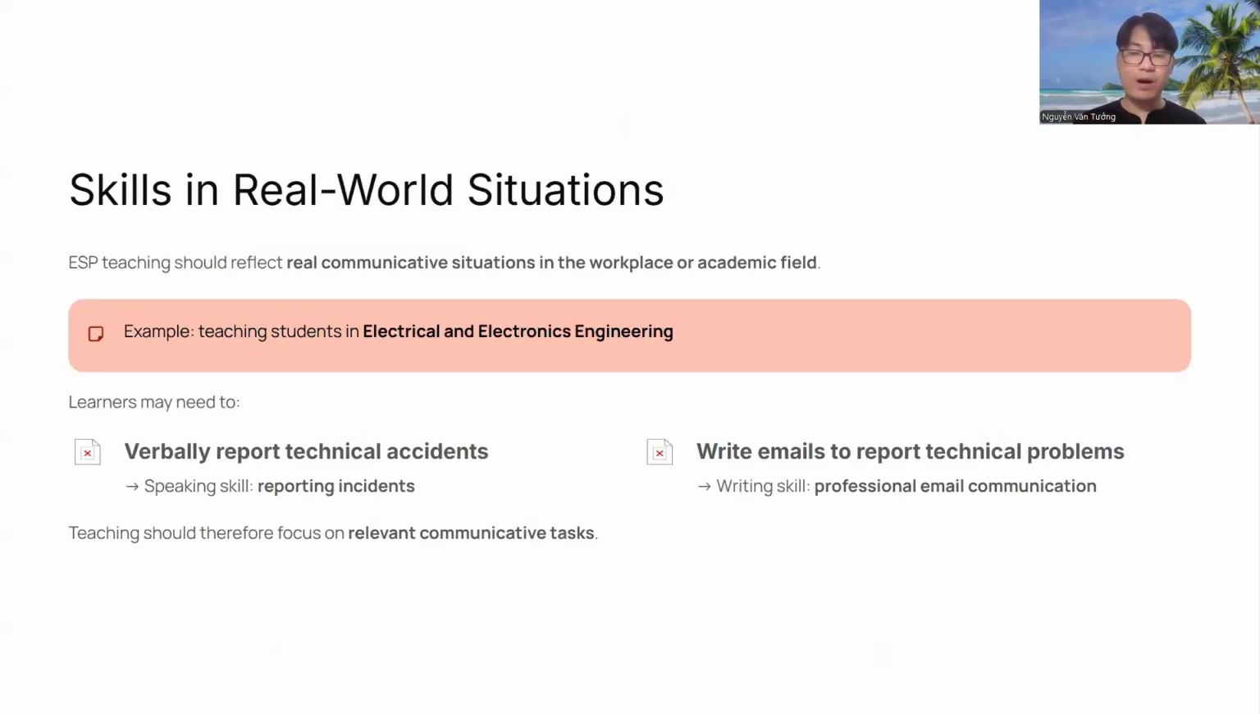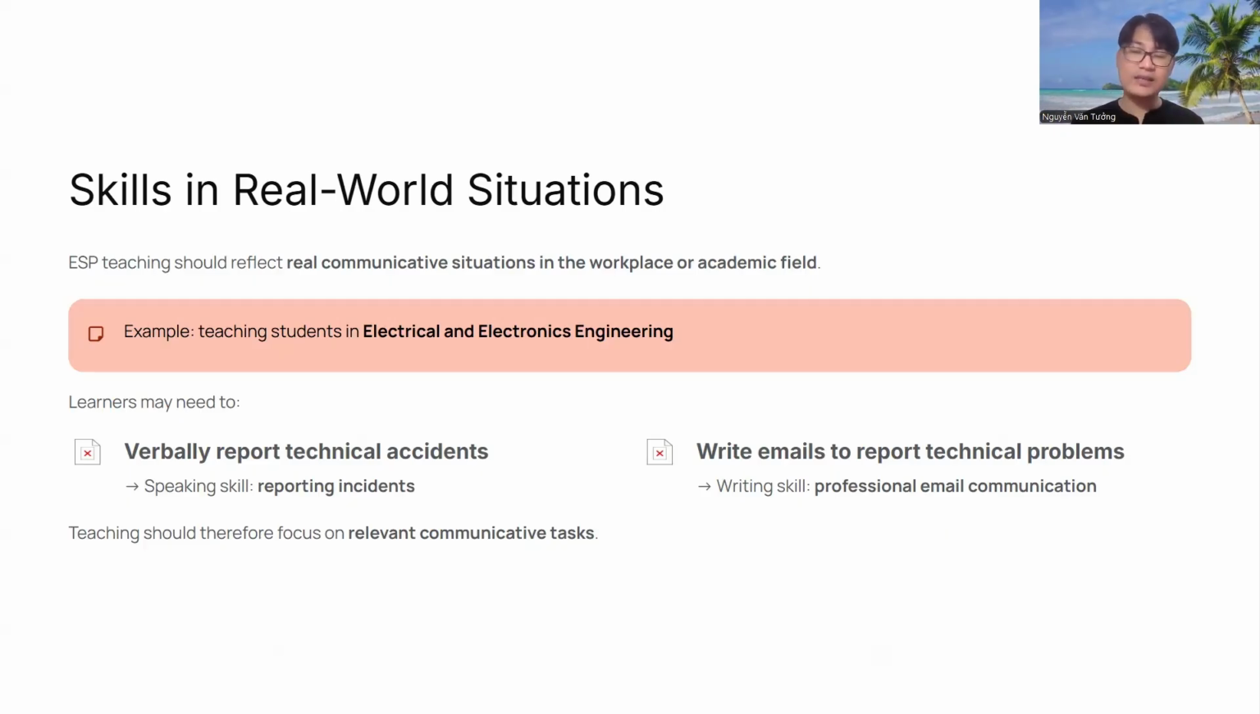So to finish my part, I would like to give you an example. This is a real-world situation. It is an English class that I taught last semester at my school. The class included students from electrical and electronic engineering. Their English level was not really good, but the objective of the subject was to allow the students to report an accident and write emails to report an accident. So let's say if they want to verbally report an accident, they see an accident, they need to speak to their boss, right?